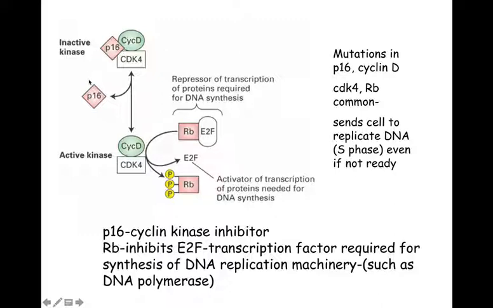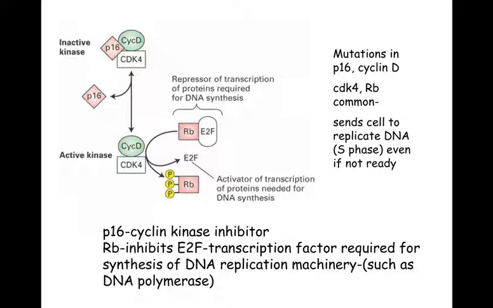So you have P16, which is inactivating cyclin-dependent kinase 4. This cyclin-dependent kinase 4 depends on cyclin D, and P16 is shutting off this kinase. So if P16 is mutated, this kinase can now be active, and RB can be phosphorylated more than it should, and therefore it's not inhibiting E2F as much as it should, and it sends E2F to the nucleus more often than it should, giving the signal to enter the S phase more often than it should.